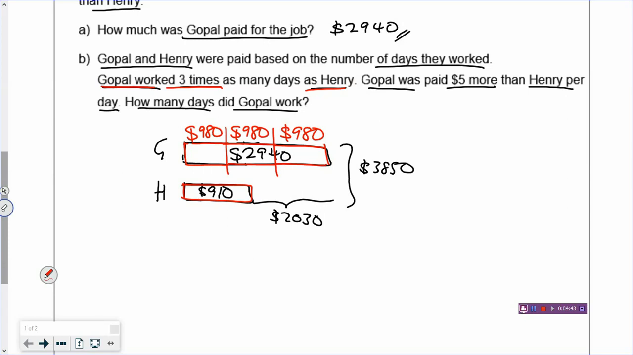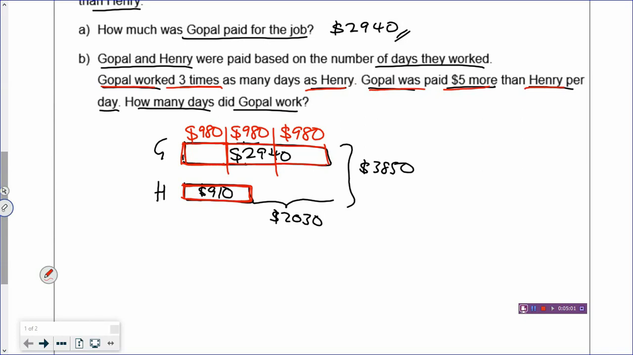Now you can see that Gopal worked the same number of days as Henry, right over here. So 1 time is the same number of days, but we don't know how many days. But can I find how much more Gopal was paid than Henry every day? So Gopal was paid $5 more, right, every day.